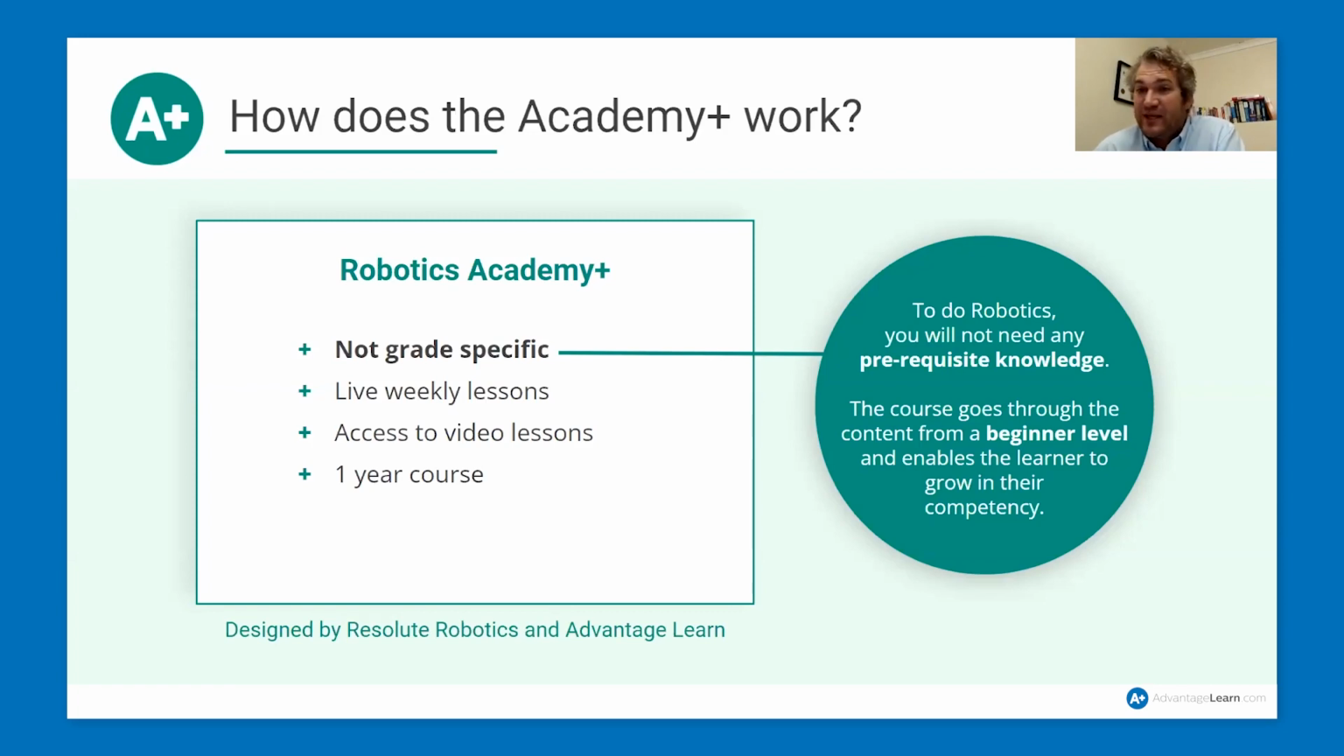It's a 16-week program, 8 weeks in semester 1, 8 weeks in semester 2. And similarly to our Maths and Science Academies, learners get access to a library of video lessons along with recordings of weekly lessons. We undertake the Robotics Academy in partnership with Resolute Robotics, who are our subject matter experts in this field. And it's incredible what the learners have developed this year in their robotics projects during the course of the Robotics Academy.